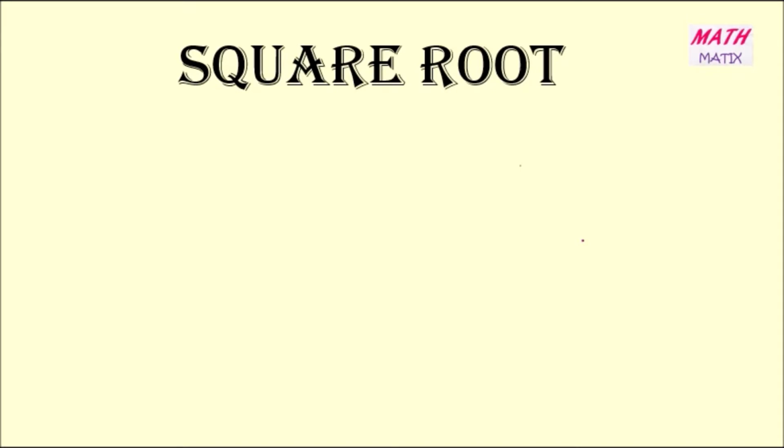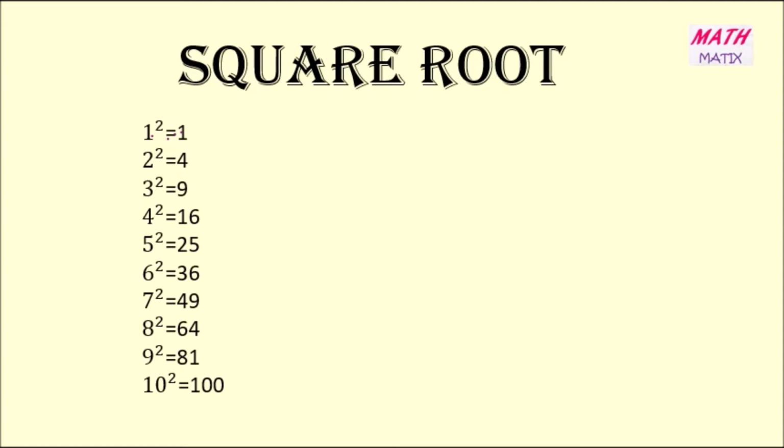In this video, we will see the fast and easy way to find the square root of any given number. We will just need to remember this table, that is 1 square is 1, 2 square is 4, 3 square is 9, up to 10 square, 10 square is 100. Next, we will go into some examples.